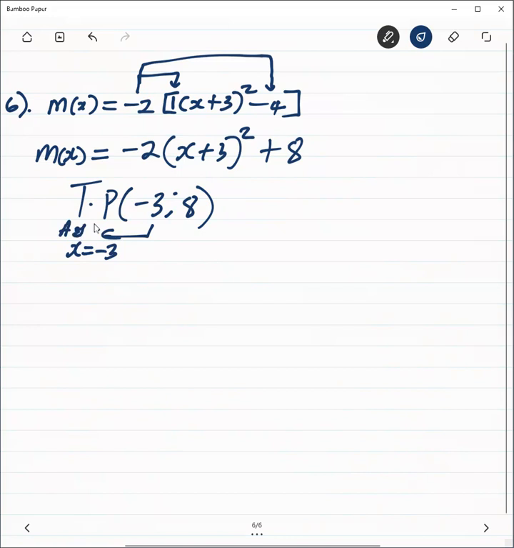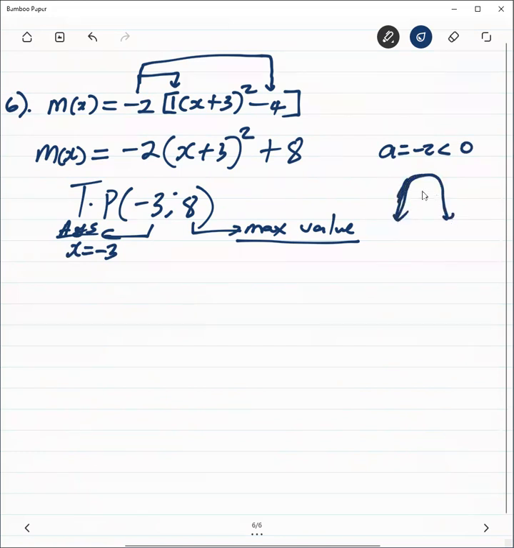Axis of symmetry equation is there. Then this will be the max value. How did I see that is the max value? Remember, A is negative, which is less than 0. So we're facing down. You see? So you're facing down. So your y value will be here. Y equals 8 will be the highest because you're going down. Right?